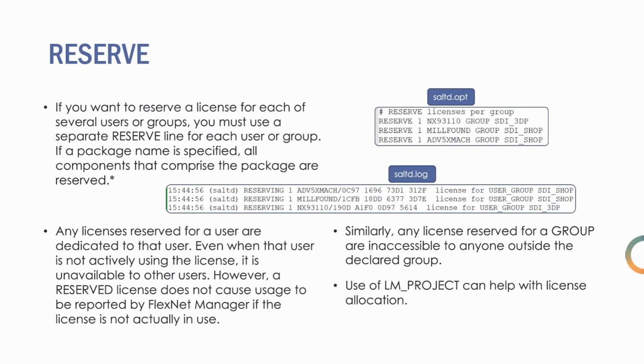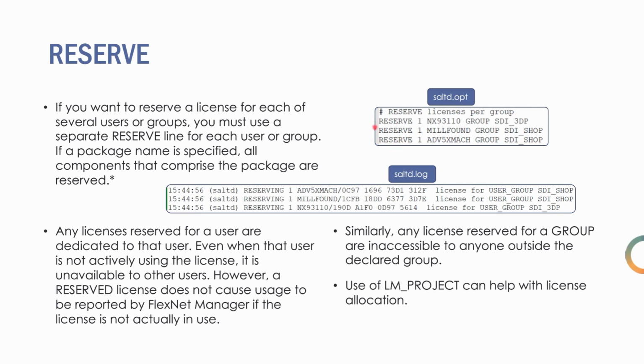Reserve. If you want to do reserve, then you can build either groups of users or call out individual users to reserve licenses for them. In my example, I'm reserving 1 license of the 93110 for group SDI 3DP. I'm also reserving the machining licenses for the shop. So what this does is that if you're not in the group, you can't get the license. It's reserving it for that.